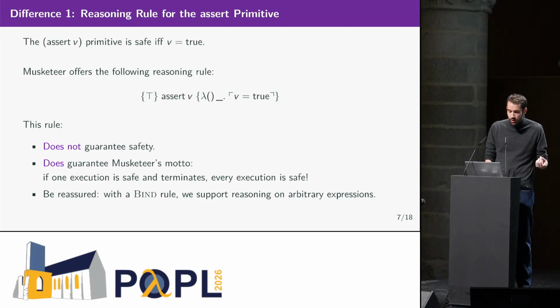That is, if one execution of assert V is safe and terminates, then every execution of it is safe. Indeed, if one execution of assert V is safe, it means that V is equal to true, and if V is equal to true, every execution of assert true is safe. And also be reassured, here we have assert V for a value, but we have a bind rule, so we can reason on assert E for an arbitrary expression E.